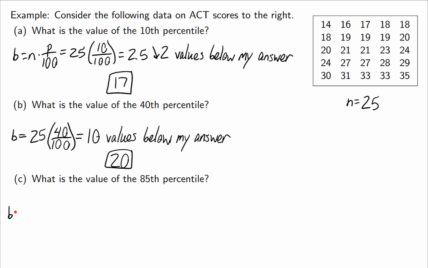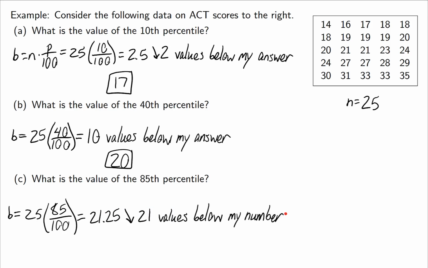This time, I get b equals 25 times 85 over 100. I get 21.25. Again, round down. So I'm going to have 21 values below my number. Again, just count it off. I'm going to go a little bit faster this time. 5, 10, 15, 20, 21 below.